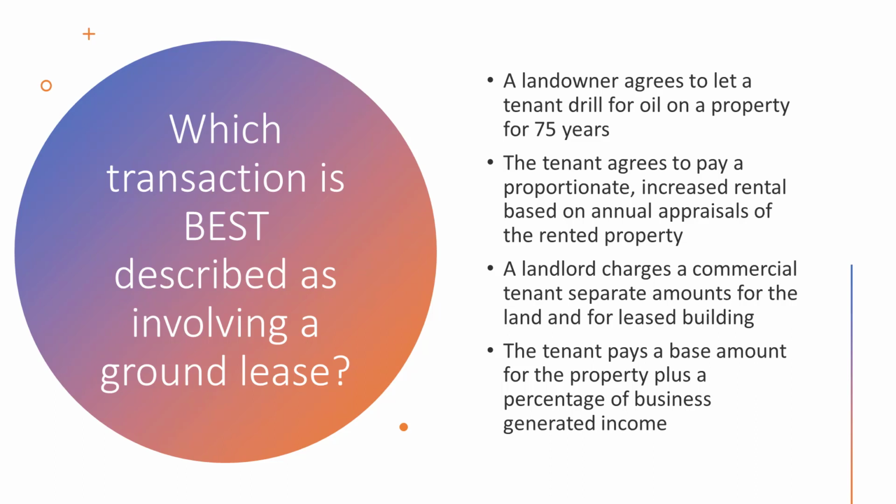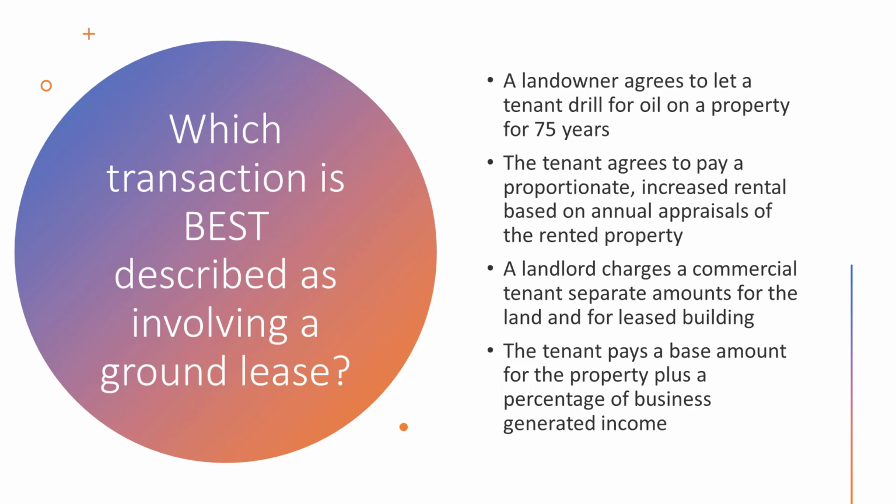A. A landowner agrees to let a tenant drill for oil on a property for 75 years. B. The tenant agrees to pay a proportionate increased rental based on annual appraisals of the rented property. C. A landlord charges a commercial tenant separate amounts for the land and for the leased building. D. The tenant pays a base amount for the property plus a percentage of the business-generated income.